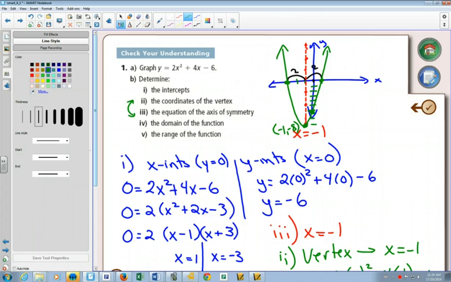And we have our parabola, because we know that our minimum is at negative 1, negative 8. We know that it's going up. We've got our x-intercepts, so it has to go through those points. We've got our y-intercept at minus 6. We know it has to go through that point as well.